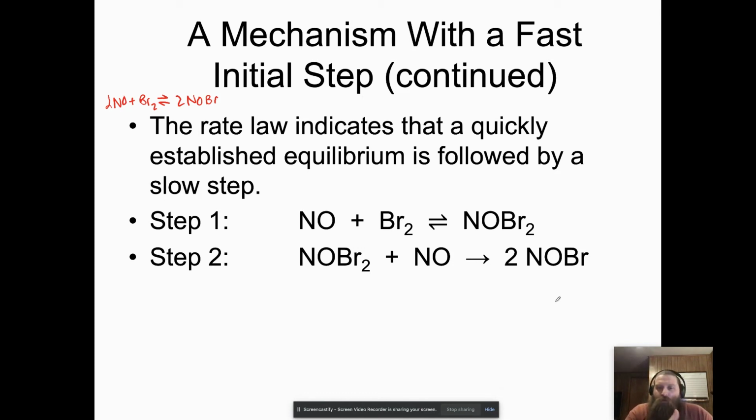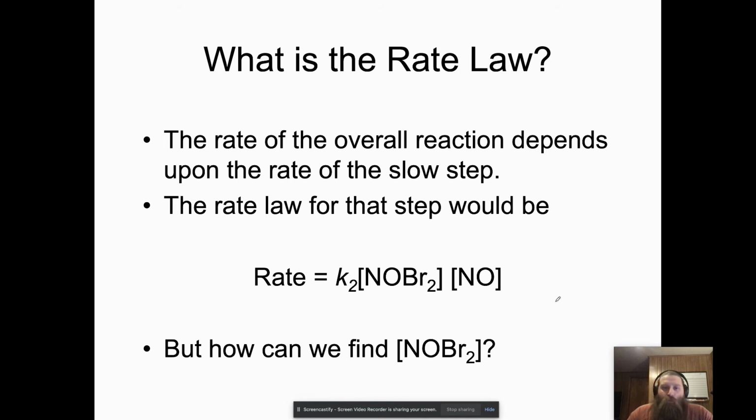Now, the NOBr2 is a problem because it's an intermediate, right? We have to be able to explain it. So we've got to look back at our rate law. The rate law tells us that the overall reaction is going to depend on the rate of the slow step, right? And so the rate law for that step must be the rate equals k times the concentration of NOBr2 times the concentration of NO. But here's the thing. NOBr2 is an intermediate, so how do we find the concentration of an intermediate that we didn't put into the reaction in the first place? How do we figure that out?